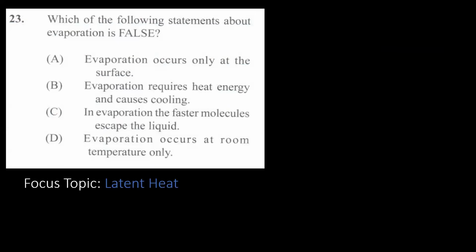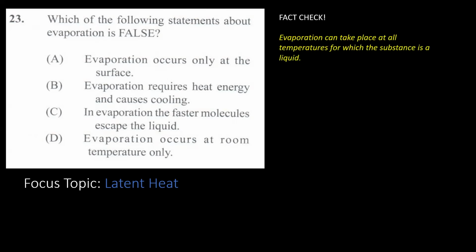Okay, for question 23, which of the following statements about evaporation is false? We know that evaporation can take place at all temperatures for which the substance remains a liquid. Therefore, our answer is, well, this is false. So D would be our answer, because evaporation does not only take place at room temperature.